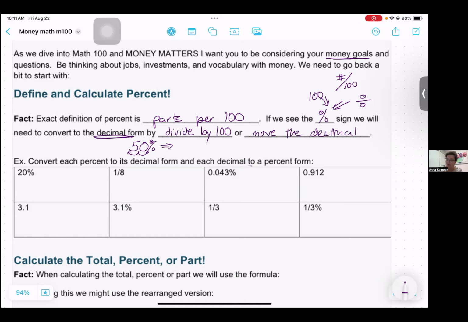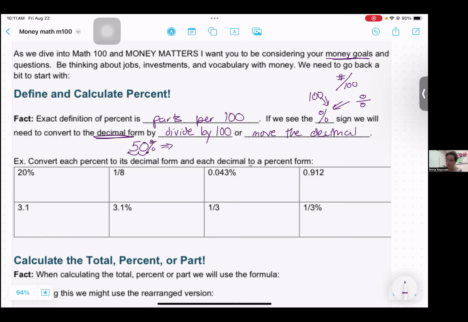So I could do 0. Ooh, I need another 0 there. 3 zeros and then a 4, 3, or I can take 0.043 and divide it by 100, and I get the same thing either way. Now we're in our decimal form because we started percent, now we're decimal.